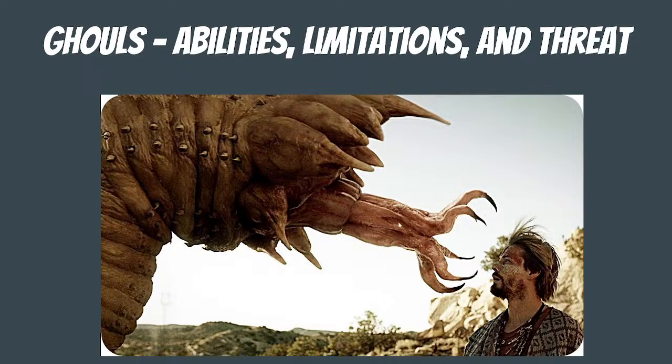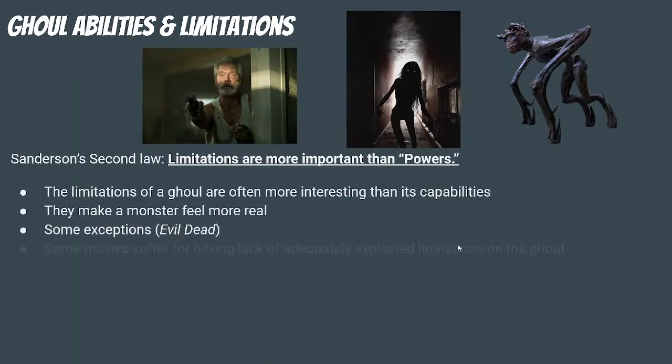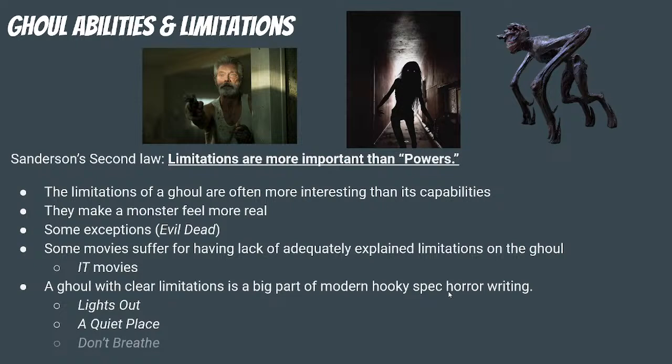So, abilities, limitations, and threat. In fantasy writing, we sometimes talk about this rule that Brandon Sanderson has developed, which is called Sanderson's Second Law: limitations are more important than powers. So we can apply this to horror very easily. The limitations of a ghoul are often going to give you more interesting ideas of how it can be scary, interesting, or impactful in the story, rather than its capabilities.